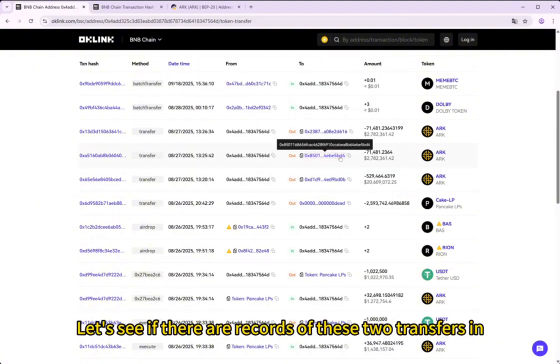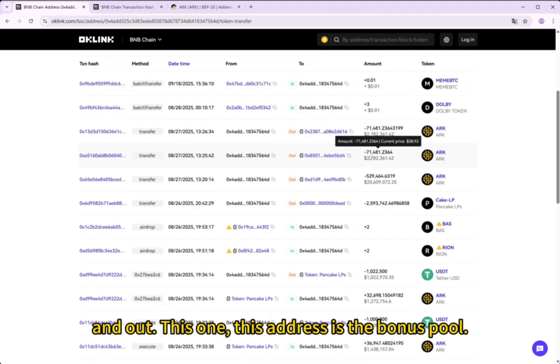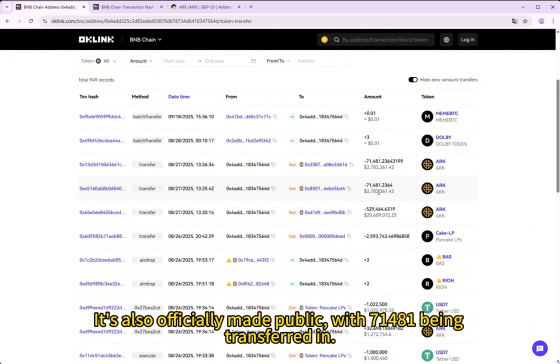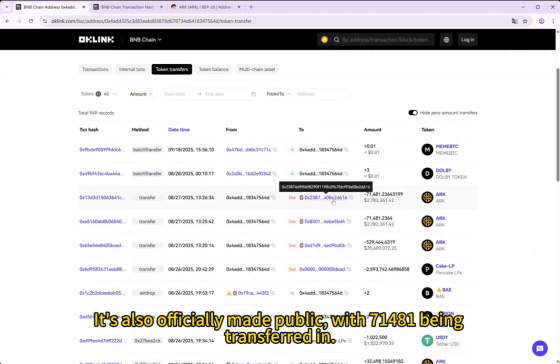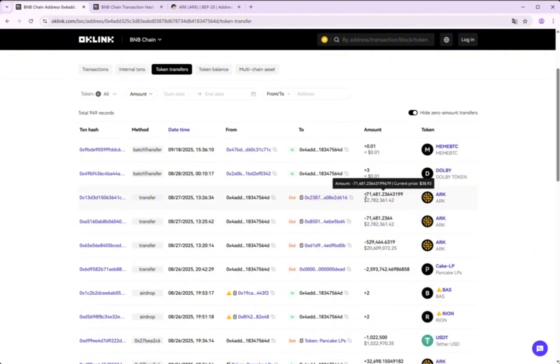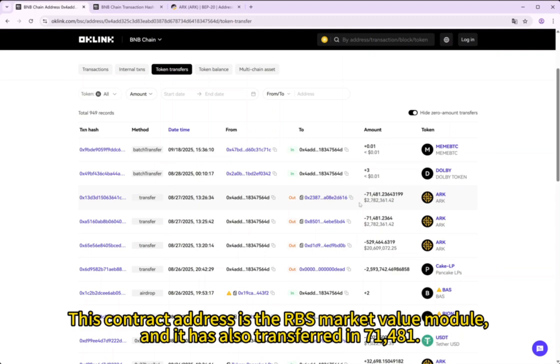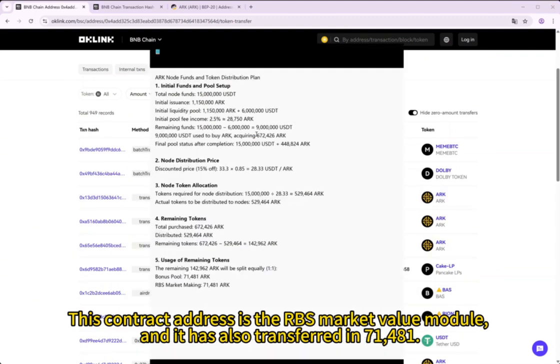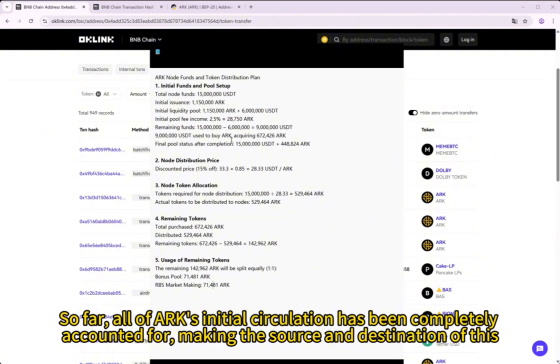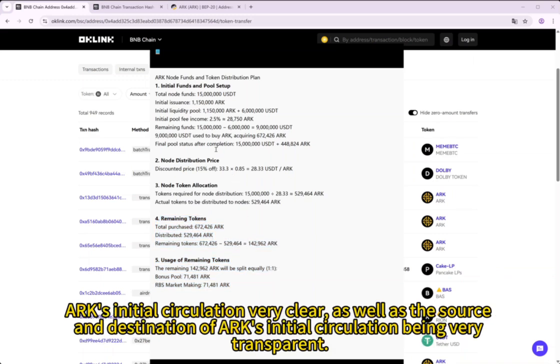Let's see if there are records of these two transfers in and out. This address is the bonus pool. It's also officially made public, with 71,481 being transferred in. This contract address is the RBS market value module, and it has also transferred in 71,481. So far, all of ARK's initial circulation has been completely accounted for, making the source and destination of ARK's initial circulation very clear.